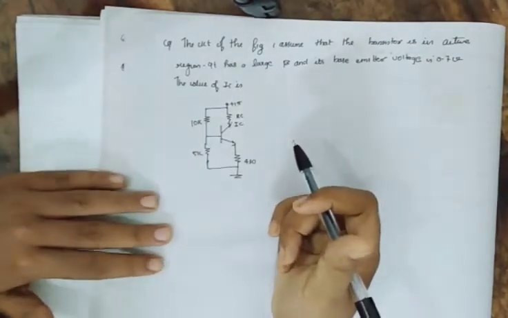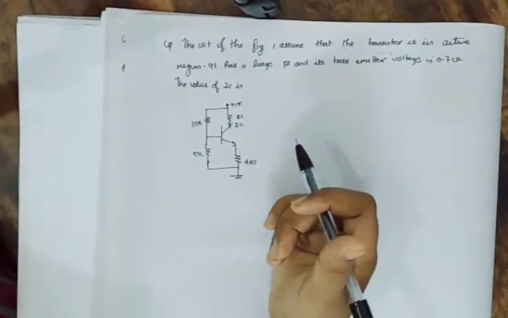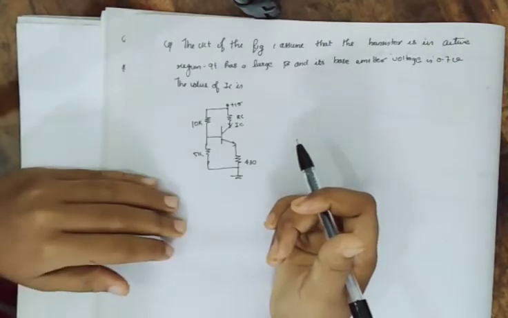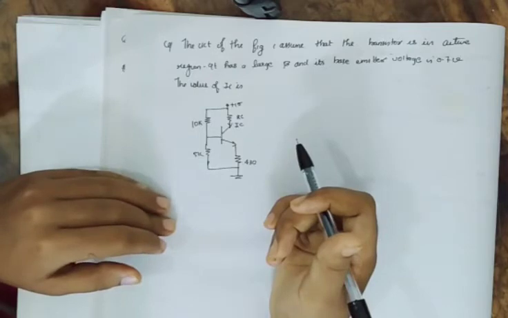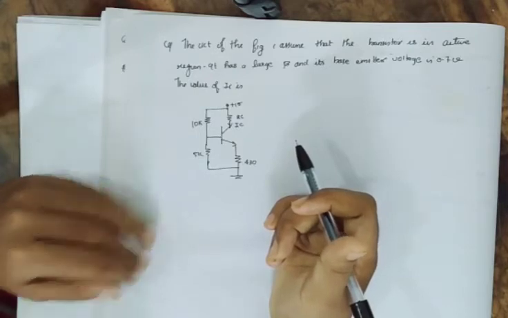Okay, we will start with the first question. The circuit of the figure. Assume that the transistor is in active region. It has a large beta and its base emitter voltage is 0.7. Find the value of IC.